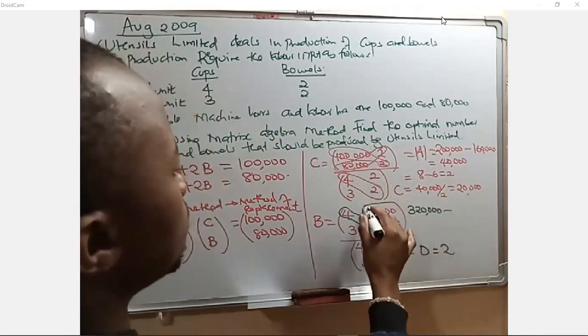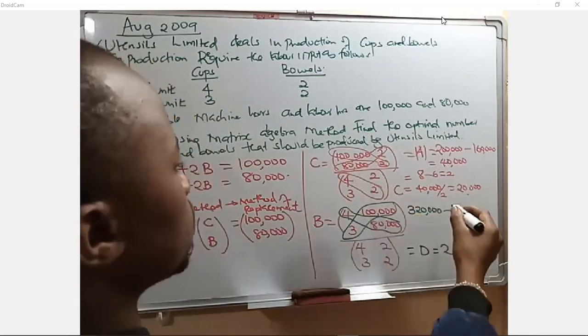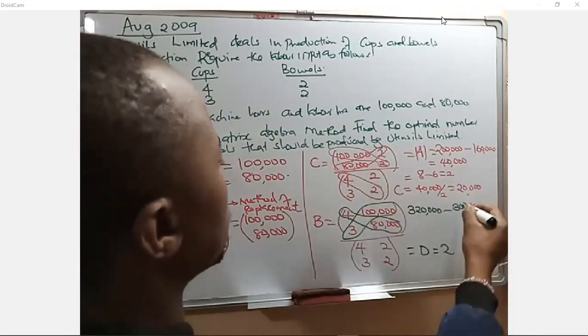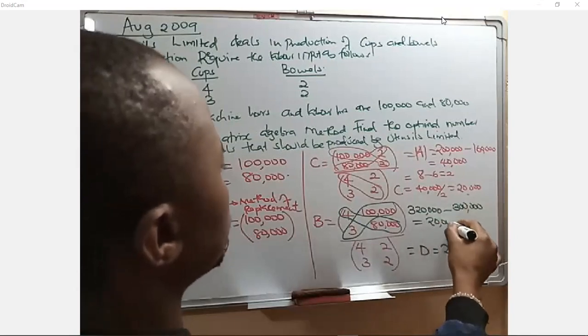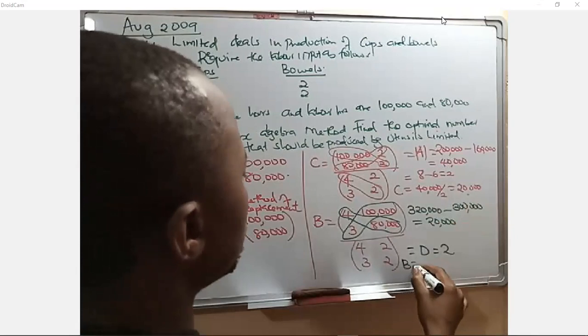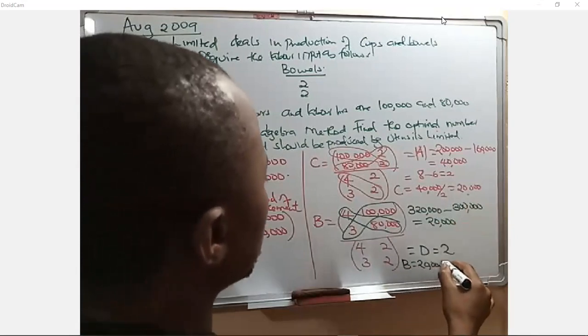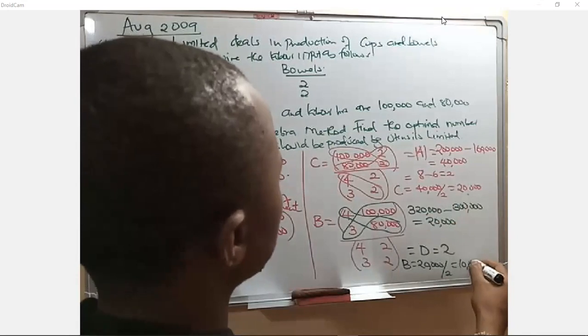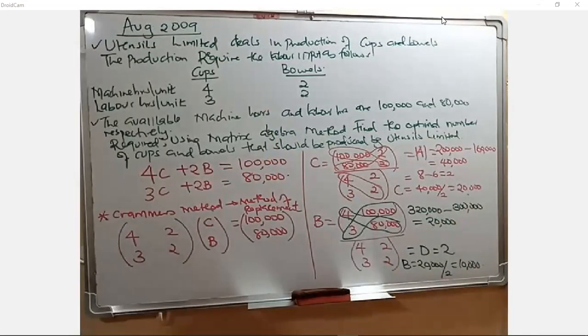Minus we take the product of the second diagonal, which is 300,000, getting 20,000. Then the value for B, you just need to take 20,000 and divide by 2, getting 10,000. Even if you use the long method, that is what you're going to get. But I normally see this as the simpler method to solve any question using Cramer's method, whether it is a 2 by 2 or 3 by 3 matrix.